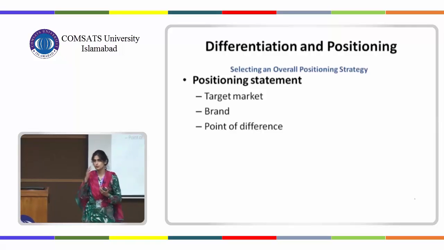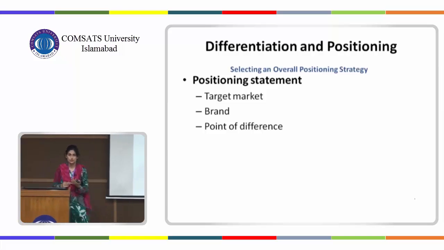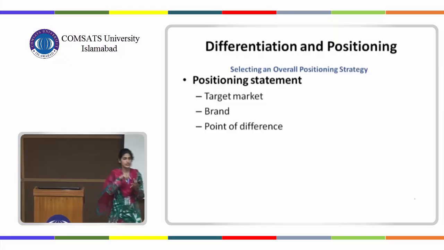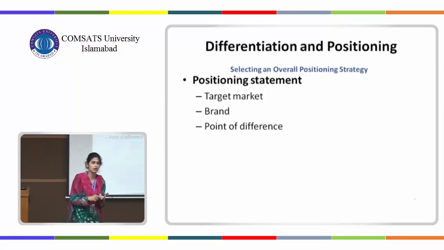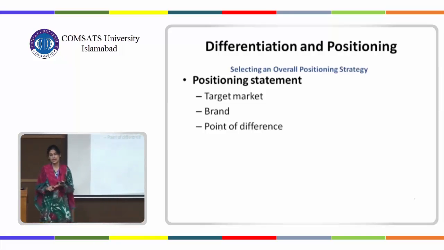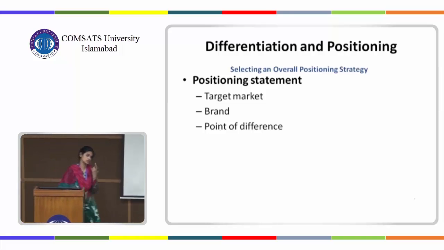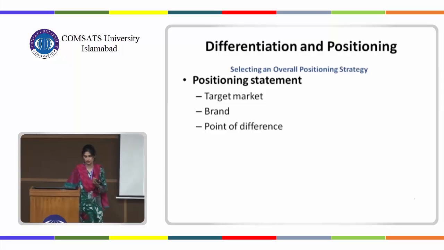Then positioning statement, we talked about how you make a positioning statement. There are three important components to a positioning statement. The first one is who your target market is. So you identify the target market, then you identify which brand you are talking about, and then you tell the point of difference or the value that you're offering. What different you are offering, right?